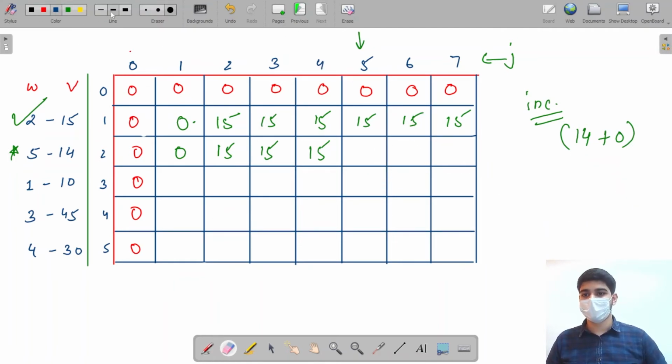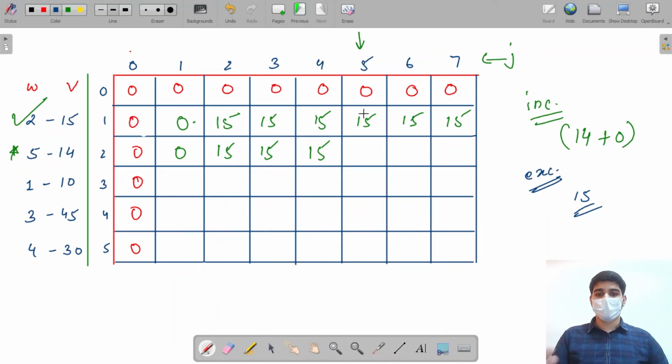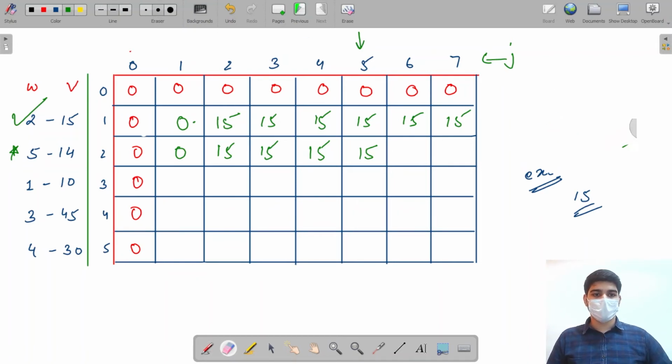Now, if we check for exclusion, if I exclude myself, I can generate a maximum of 15. If I don't include myself, then for the capacity of 5, till my previous item, the maximum value that was generated was 15. That means 14 versus 15, it's better if I exclude myself. So I would exclude myself. I hope it was clear. It was really important. If you didn't quite get it, wait to this point. After this, we would be able to derive all the possible situations, right?